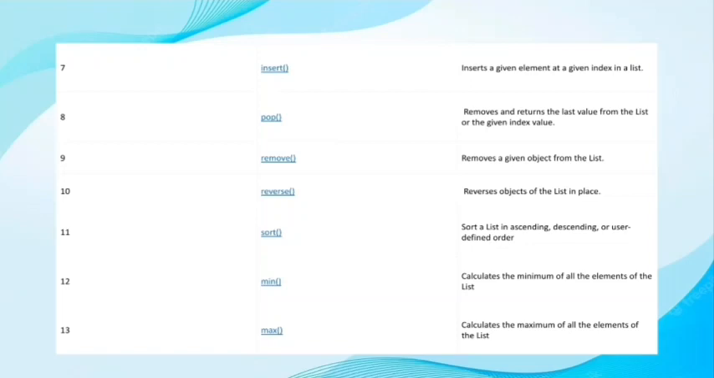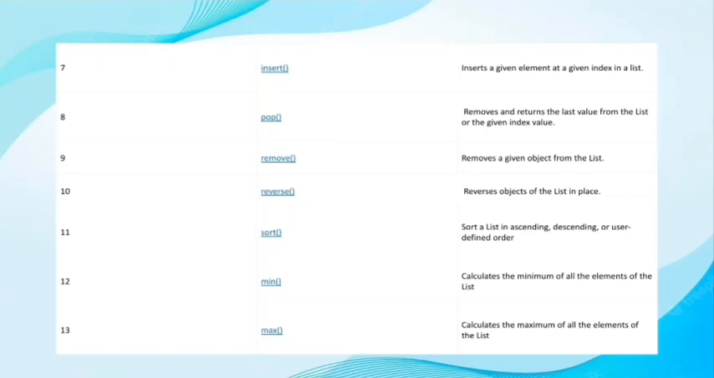And coming to the seventh method, insert. Inserts a given element at a given index in a list. And coming to the pop method, removes and returns the last value from the list or the given index value. That means it removes the last element from the list. And next, coming to the remove method, it removes the given object from the list. That means the element which was given, it removes that element from the list.